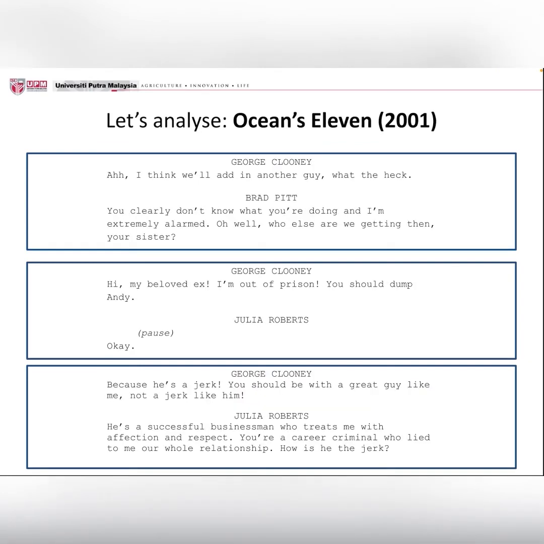George Clooney says, "Hi, my beloved ex, I'm out of prison, you should dump your Andy." But Julia Roberts says, "Okay." Alright, so we can see how George Clooney expressed himself in this dialogue, which is more of a joke, and at the same time more straightforward. But Julia Roberts used a minimal response, which actually carries a lot of interpretations when it comes to how women respond to something.